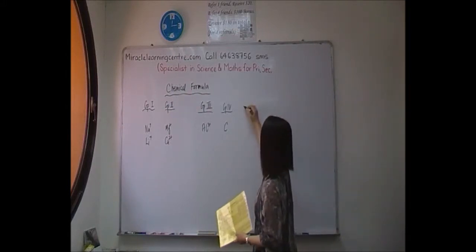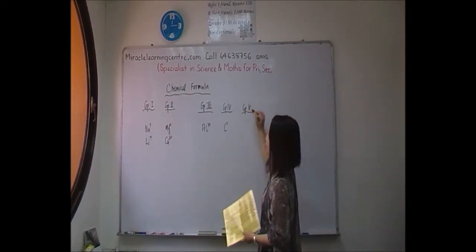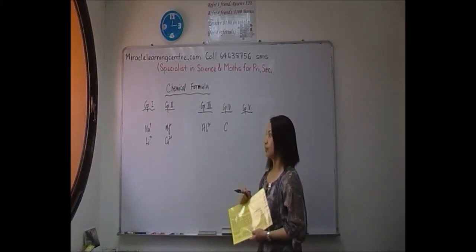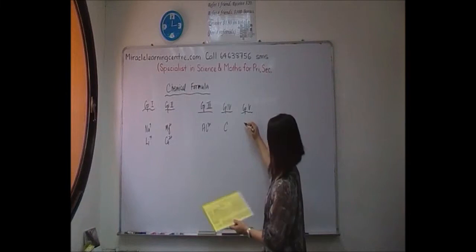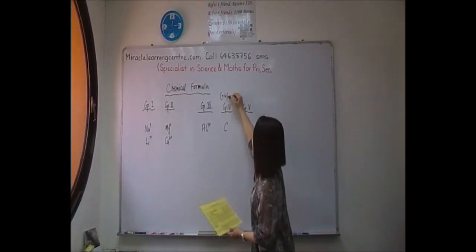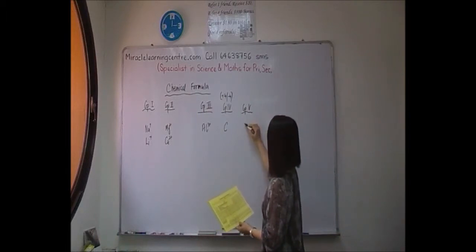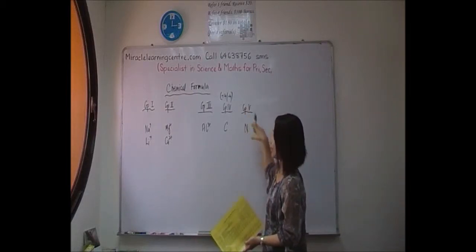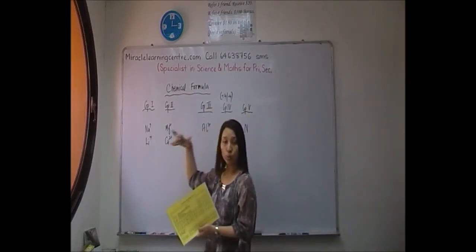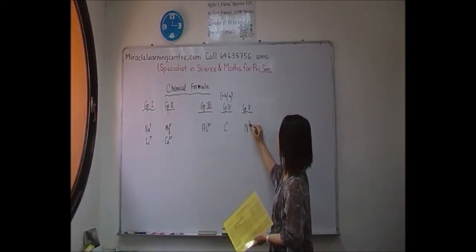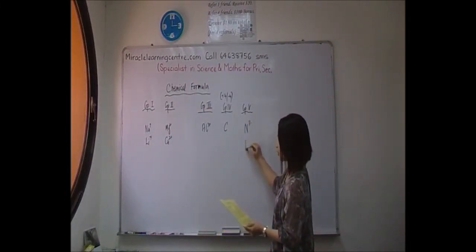Then we have group 5. Group 5, they are non-metals. Non-metals will gain an electron. Group 5 are short of 3 electrons. So non-metals gain electrons, metals lose electrons. When they're short of 3 electrons, they will gain 3 electrons: N3 minus, P3 minus.